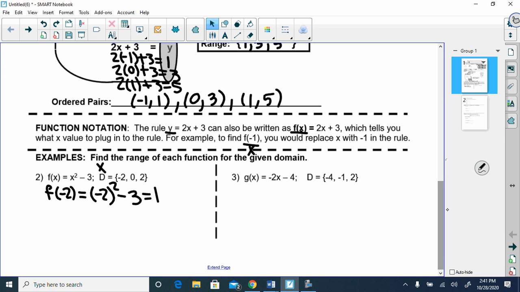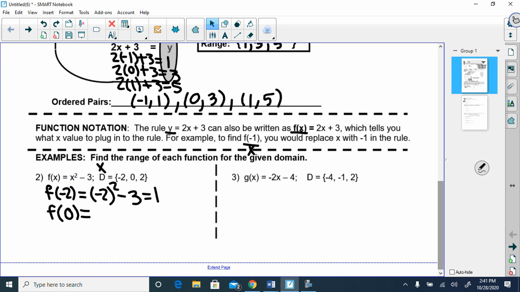All right, now I'm going to do the same thing, but this time f of 0. So that means instead of x squared, I'm going to have 0 squared minus 3. Well, what is 0 squared? 0. So I've got 0 minus 3. -3. Very good. All right, and the last one is 2. So anywhere there's an x, I'm going to put in a 2. So I'll have 2 squared minus 3. Because that would be 4 minus 3, which is 1.